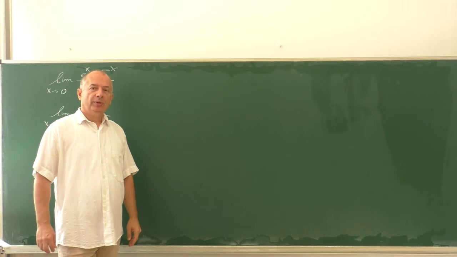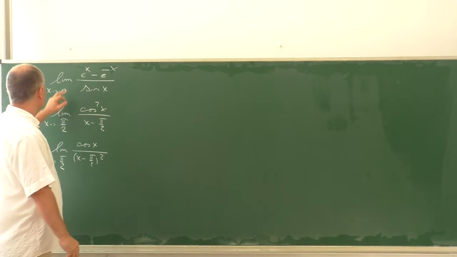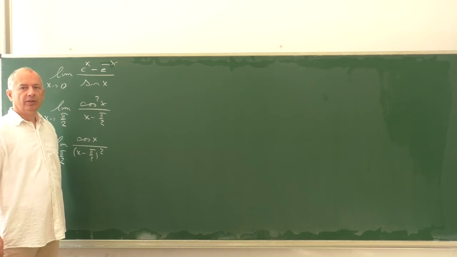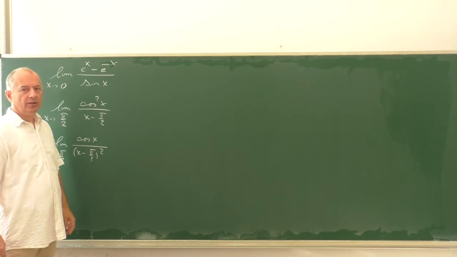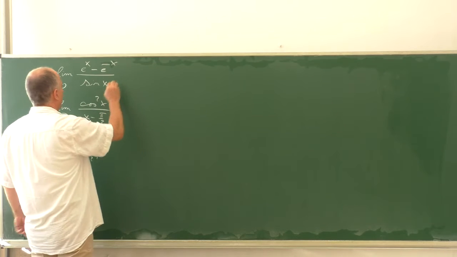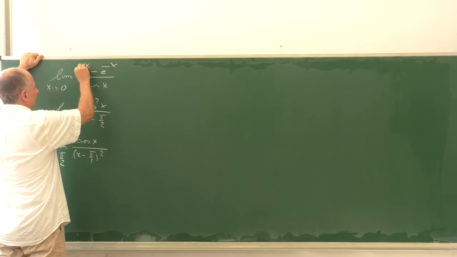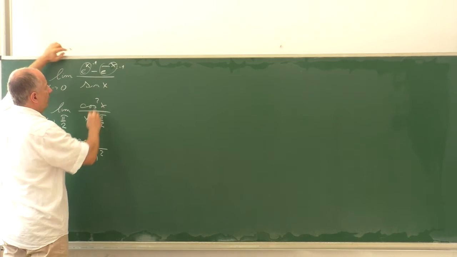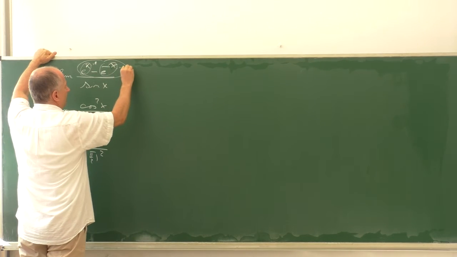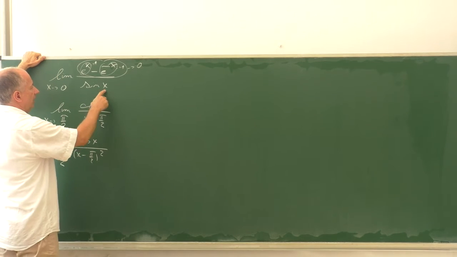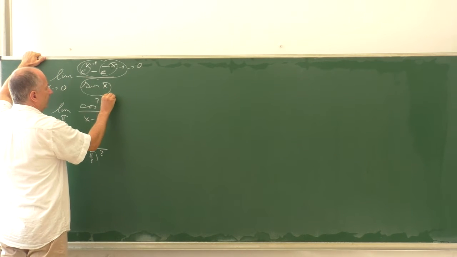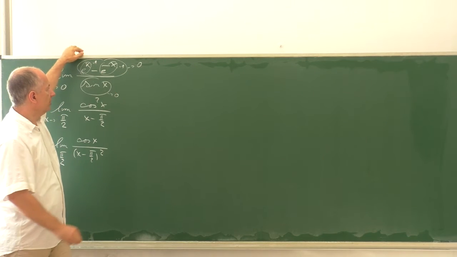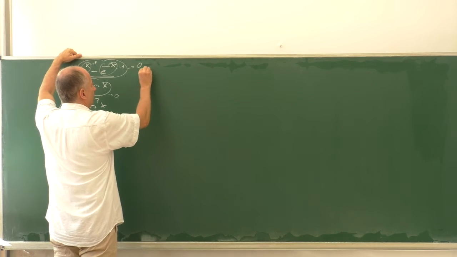Now let us practice L'Hopital's rule by a few examples. Consider the limit of the fraction e to x minus e to minus x divided by sine of x for x converging to 0. This goes to 1. This goes to 1 as well. And 1 minus 1 goes to 0. If x goes to 0, then sine of x goes to 0 as well. And we have an indeterminate expression 0 divided by 0, so we can try L'Hopital's rule.